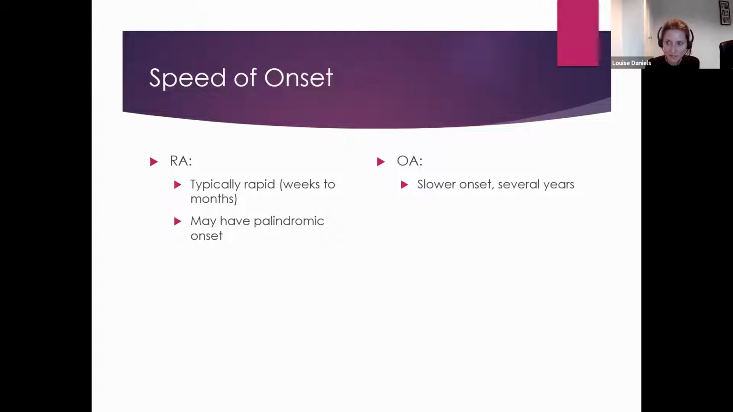Rheumatoid arthritis onset is usually fairly rapid, not always. There are cases that trundle on for years, or maybe palindromic in onset with flares that occur weekly, monthly, a couple of times a year for many years before it starts, but usually it's more rapid over weeks to months. Osteoarthritis, on the other hand, tends to be a bit slower, so people have gradually increasing pain over a number of years.